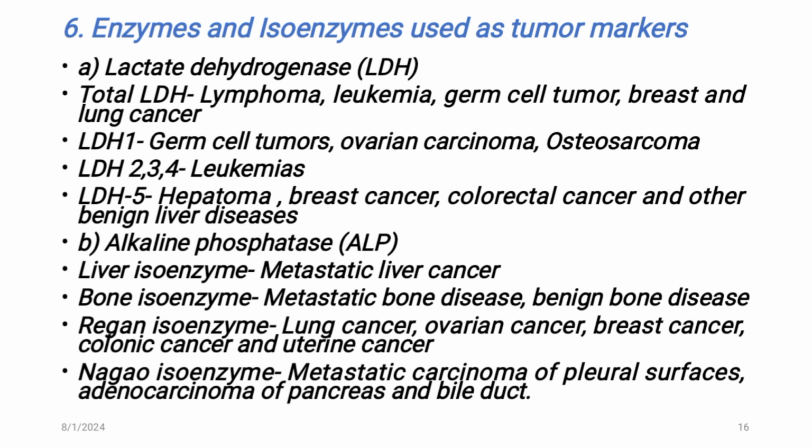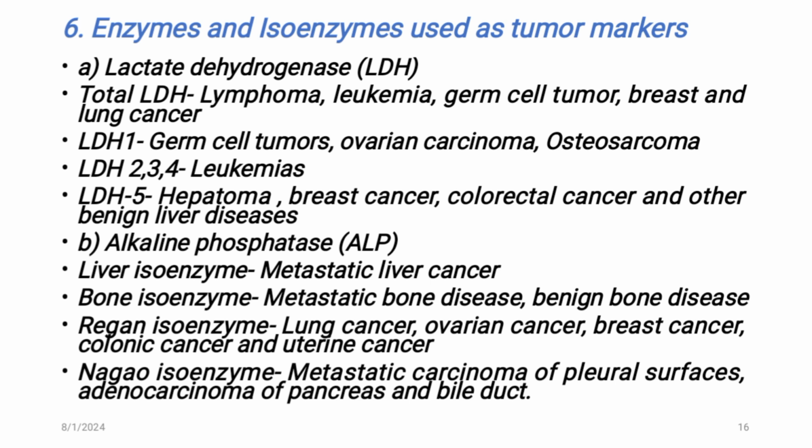Lactate dehydrogenase, so we have different types of lactate dehydrogenase, that is the total LDH, LDH1, LDH234, and LDH5. Total LDH is increased in lymphoma, leukemia, germ cell tumors, breast cancer, and lung cancer. LDH1 is for germ cell tumors, ovarian carcinoma, osteocarcinoma, and LDH234 is increased in the case of leukemias. So the LDH is more related to the lymphomas and leukemias. LDH5 is for hepatoma, breast cancer, colorectal cancer, and other benign liver diseases.